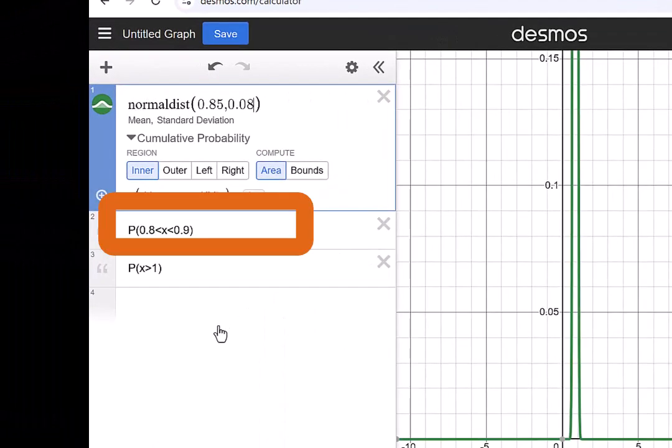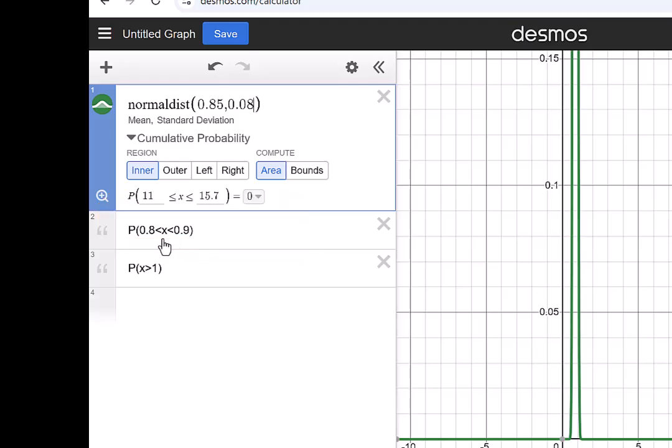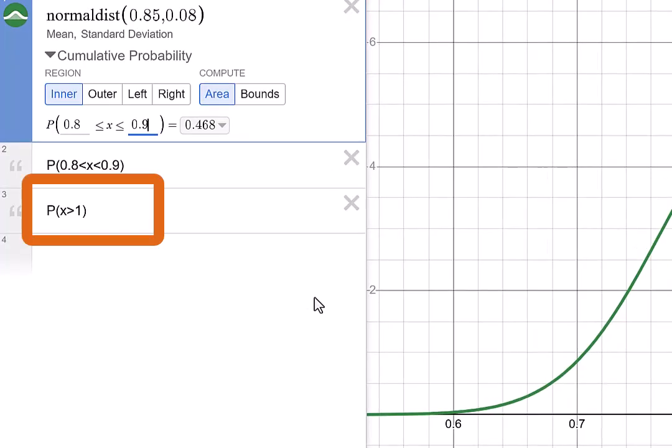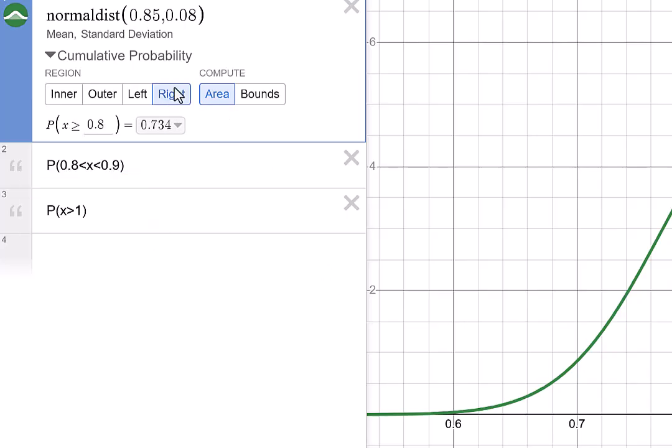We first want to find the probability that the espresso is between 0.8 and 0.9 ounces. That's between two values, so we'll stay on enter. We'll make the left bound 0.8. We'll make the right bound 0.9. Let's hit zoom fit to readjust our graph to our new mean and standard deviation. The probability that the espresso is between 0.8 and 0.9 ounces is 0.468 or 46.8%. Next, we want to find the probability that the espresso is greater than 1 ounce. Greater than goes to the right. We'll change our bound to 1, which says our probability is 0.03 or 3%.